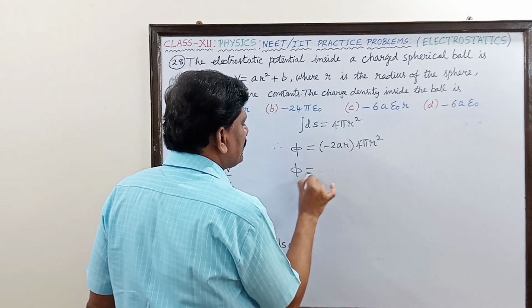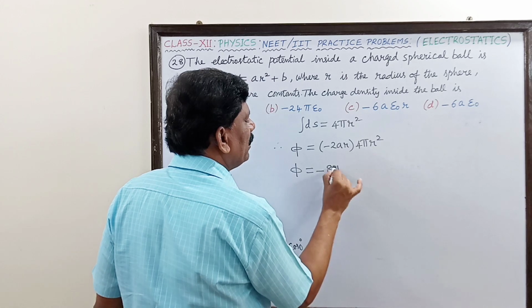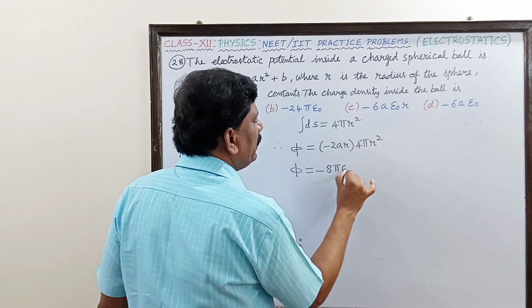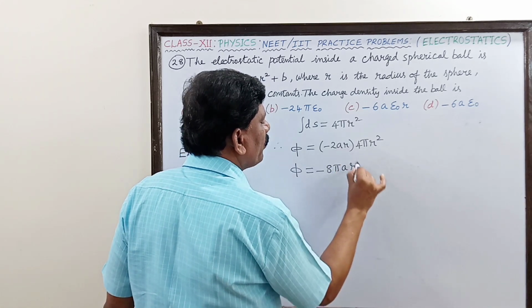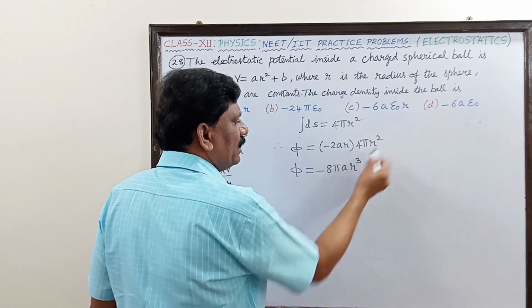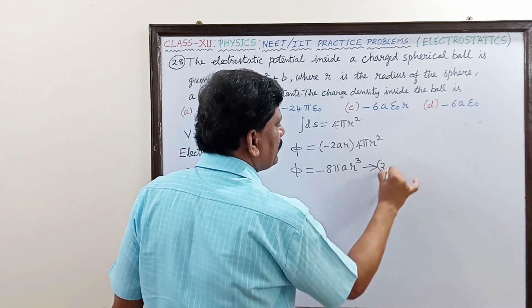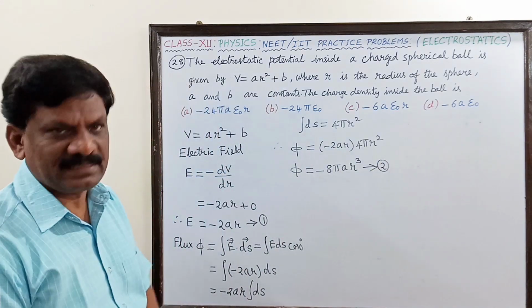So, flux phi is now equal to 2 into 4 is 8. So, this is minus 8 pi into A into r cube. So, 4 2s are 8 pi A r into r square is r cube. So, this is our second equation for the electric flux.